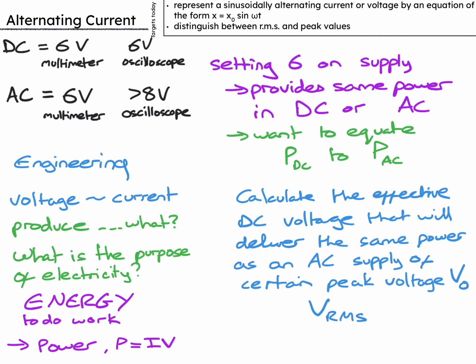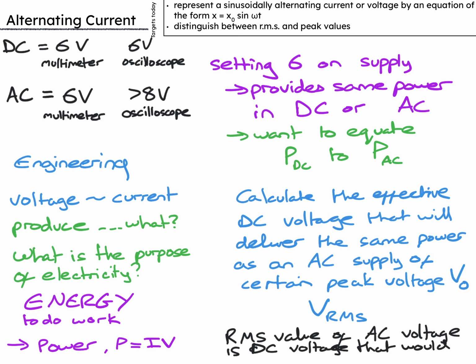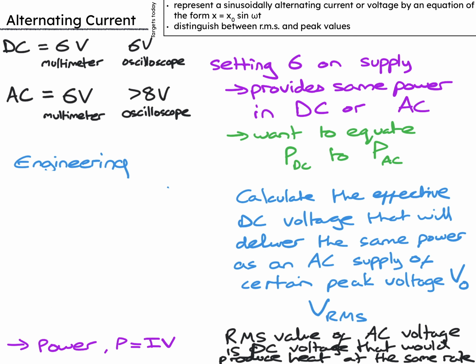So the RMS value of an AC voltage is the value of DC voltage that would produce heat at the same rate. That's a definition you can use. Next, let's explain it properly.